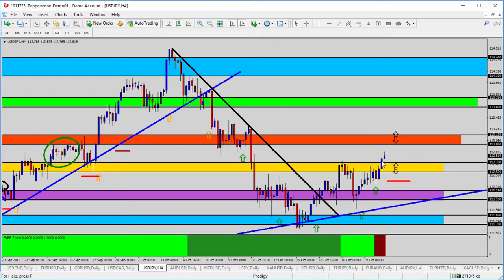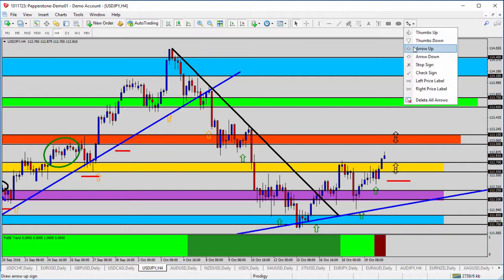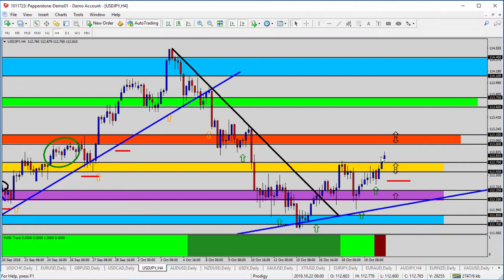So again, as long as it's above the yellow zone, we focus on longs or buys towards the orange shaded area or higher. The risk is it gets back under the yellow zone and goes back down towards the purple zone or lower, but the risk is simply that it gets back under the yellow zone. So buying above the yellow zone, targeting higher levels for the US yen today.